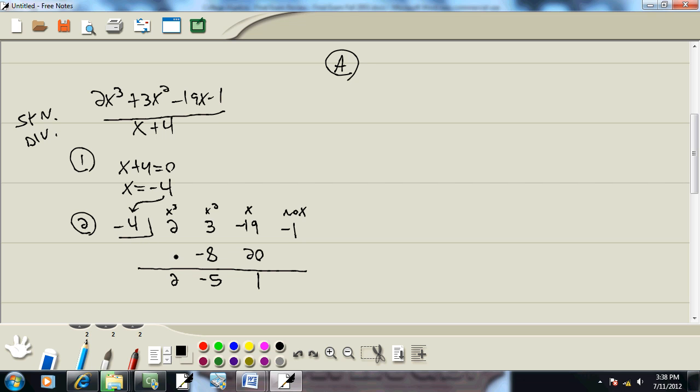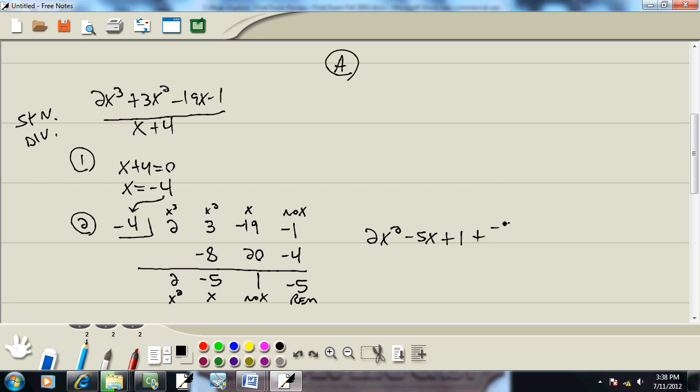Multiply. Always multiply by the number up in the box, by the number you just put down there. Negative 4 times 1 is negative 4. And now add. Negative 4 and negative 1 gives us negative 5. Now this was x to the third. This will always be 1 degree lower. So that's x squared. This is x. This is our no x, our constant term. And this is our remainder. So our answer will be 2x squared minus 5x plus 1.